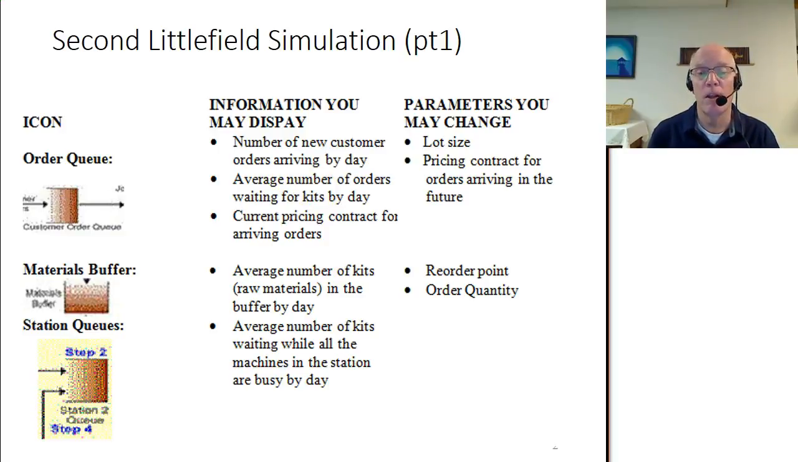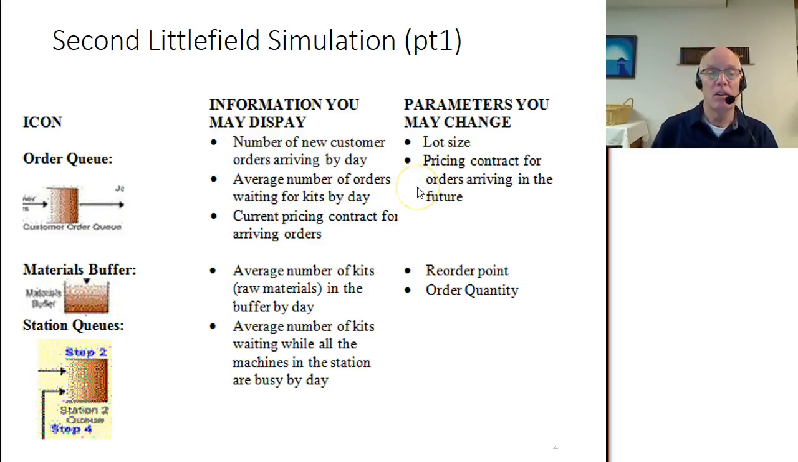So how much is coming in, when you order it, how often you order it, and how much is ordered each time. Clearly, if you don't order enough, you can run out of material, and then you would see orders waiting for material. That gives you a feel for how effective your inventory management process is. And then the pricing contract for arriving orders. You can change the lot size and the pricing contract inside this window.